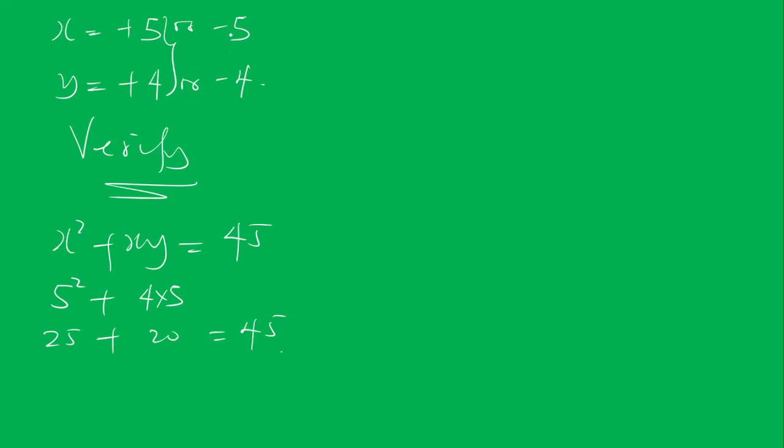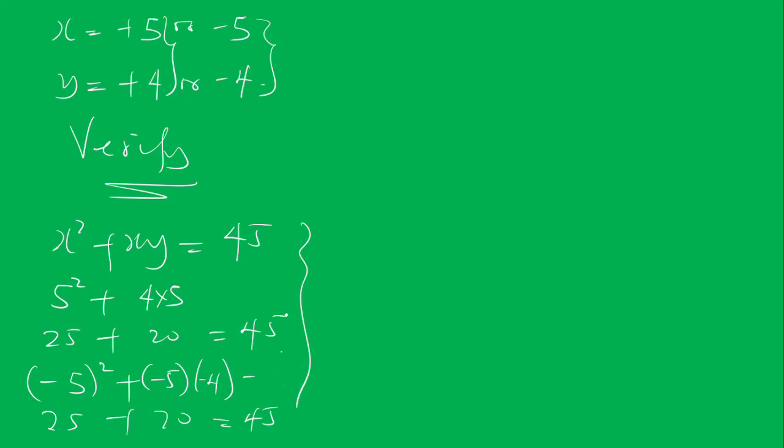Now let's check this other one. Minus 5 squared plus minus 5 times minus 4. This will give you 25 plus 20, which is 45. So it's still correct. So that is it.